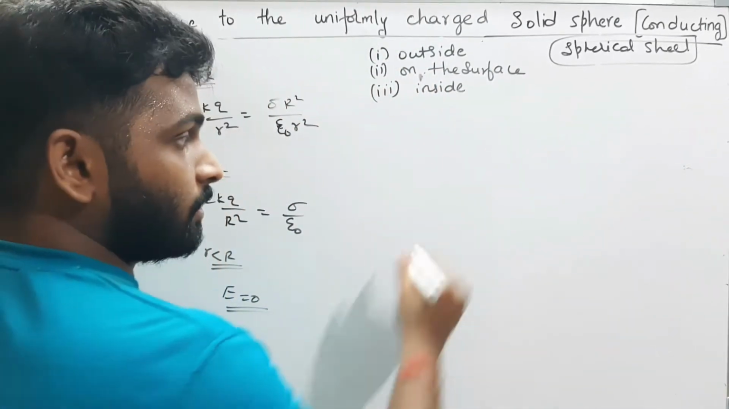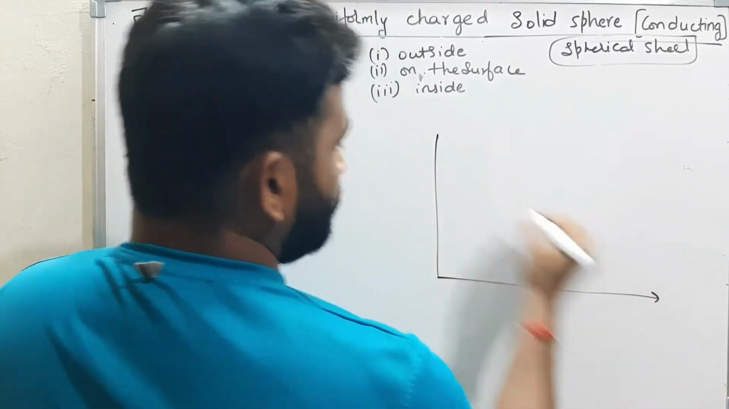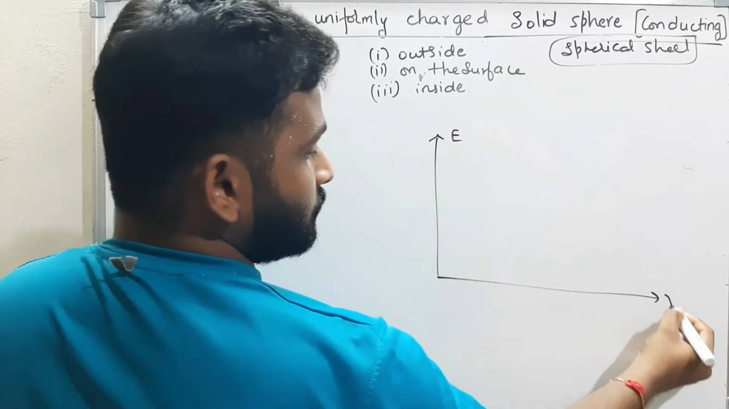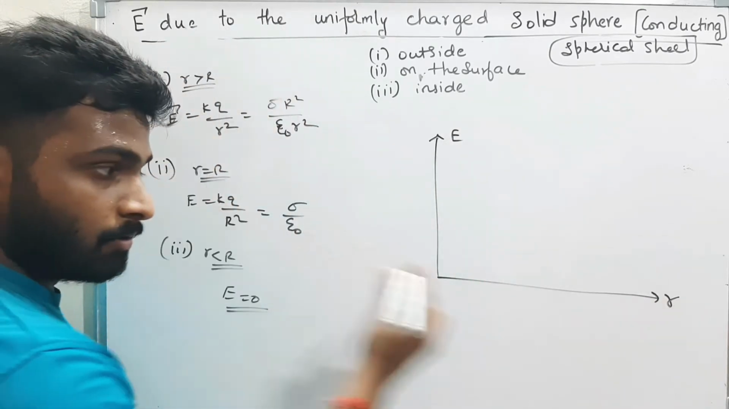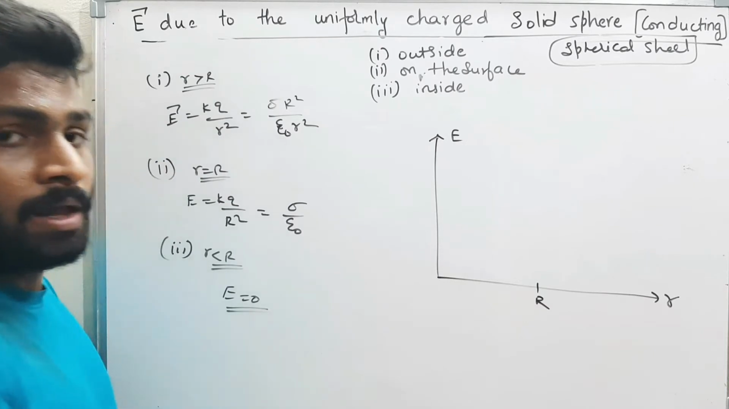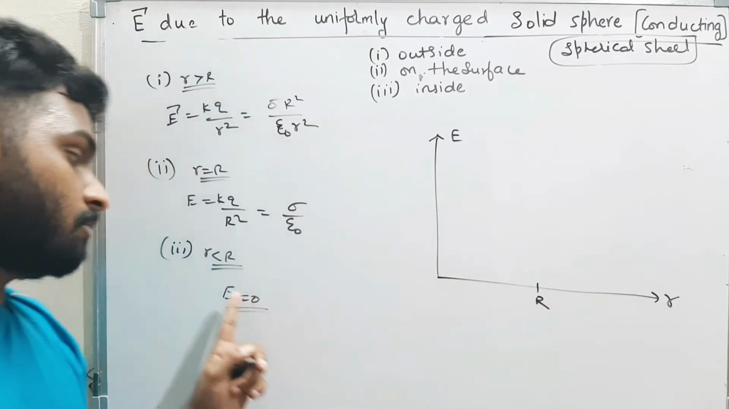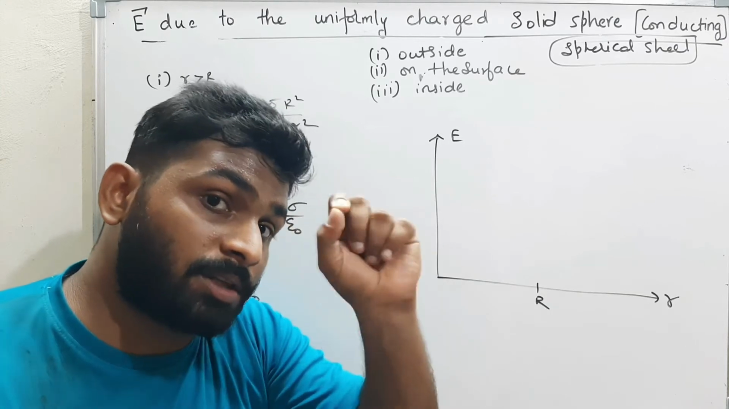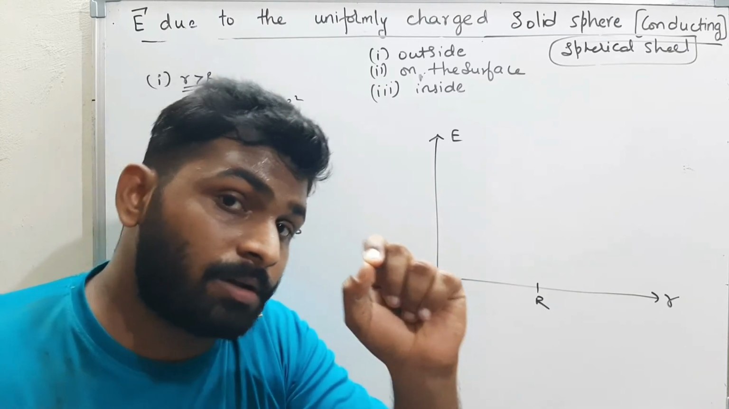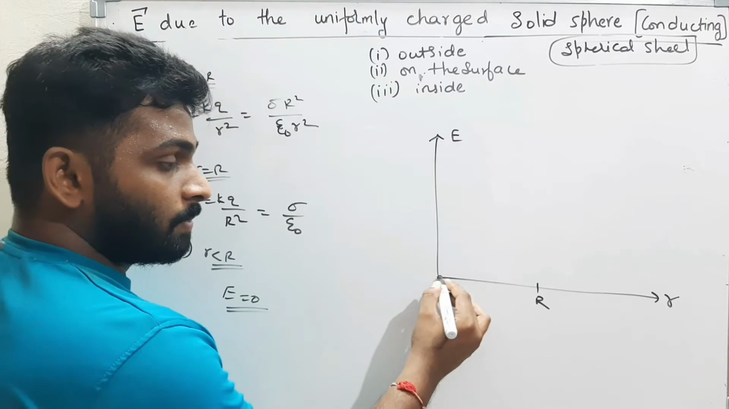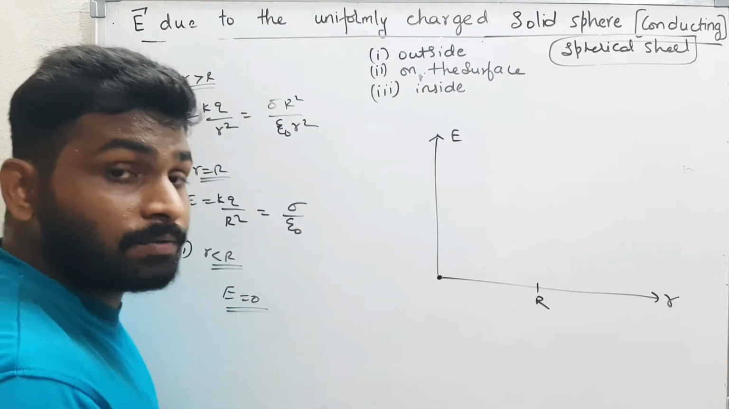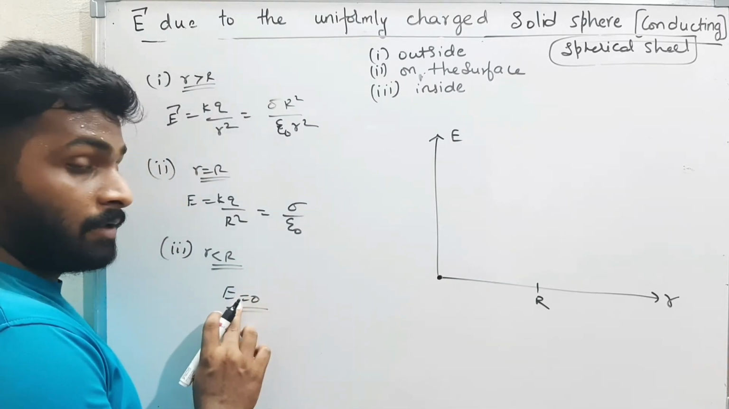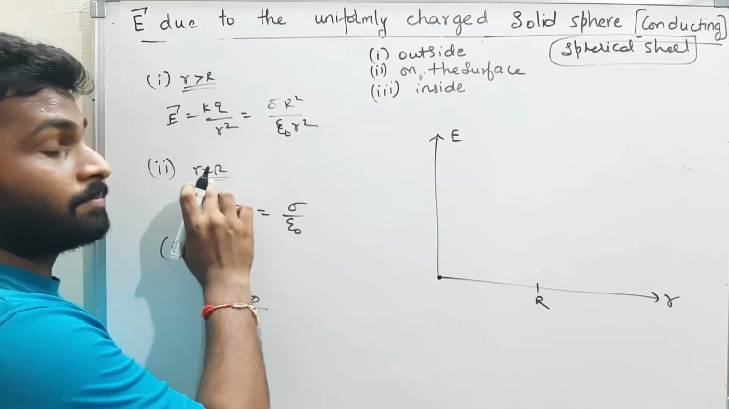Now, what is the graph for this? The electric field versus the distance. Now, this is capital R. When small r is equal to 0, what is the meaning of that? That means the point is at the center. When the point is at the center, what is the electric field? The electric field is 0. Until when will the electric field be 0? The electric field will be 0 till it reaches the surface.